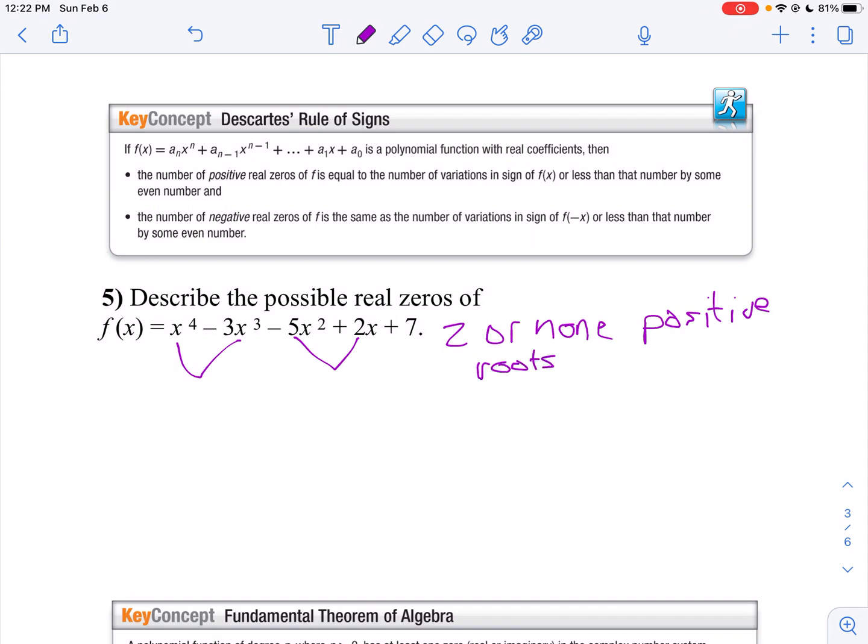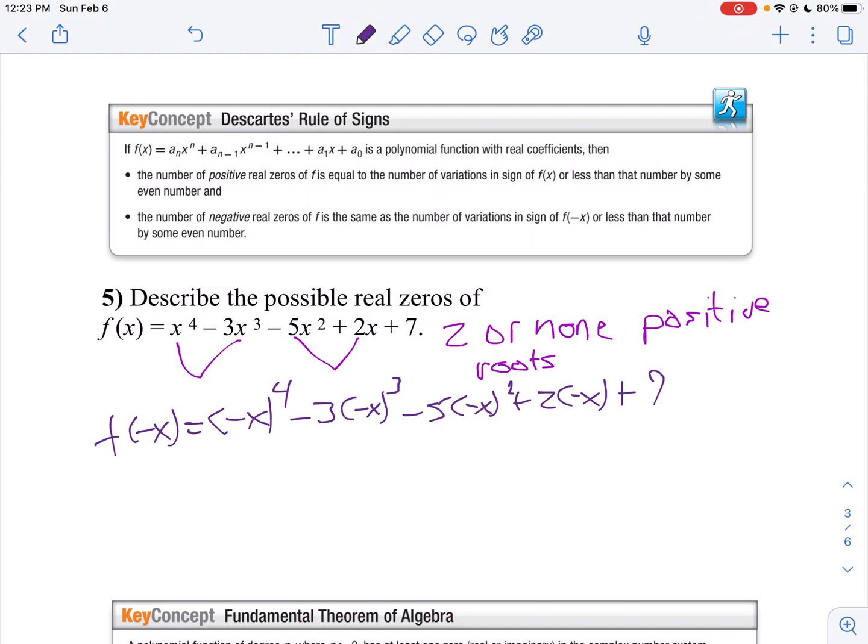And now let's turn around and let's find f of negative x. So f of negative x means every time I see x, I'm going to replace it with negative x. So I have negative x to the 4th power minus 3 times negative x to the 3rd power minus 5 times negative x squared plus 2 times negative x plus 7.